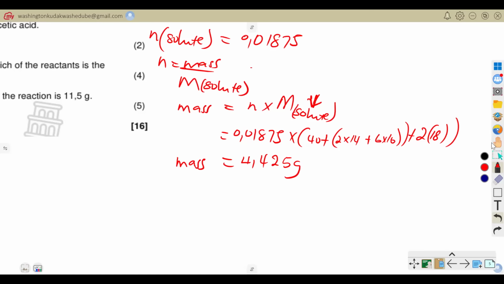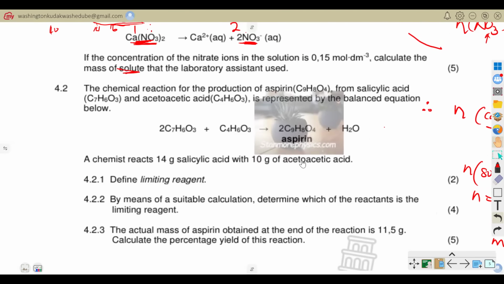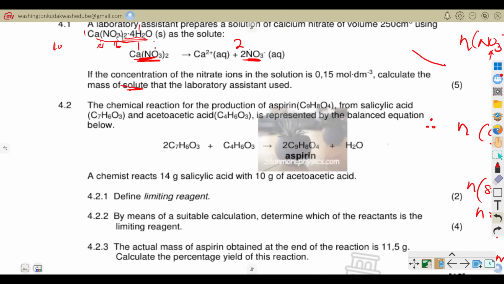So after that, we now need to look at our next question. The mass there was just going to be 4.425. So you are looking for the total, which is 40 plus 2 times that, plus that, plus that, plus that. That total molar mass you multiply by the number of moles that you found here, and then you find your what? You find your mass of solid. Now let's go to the next question.